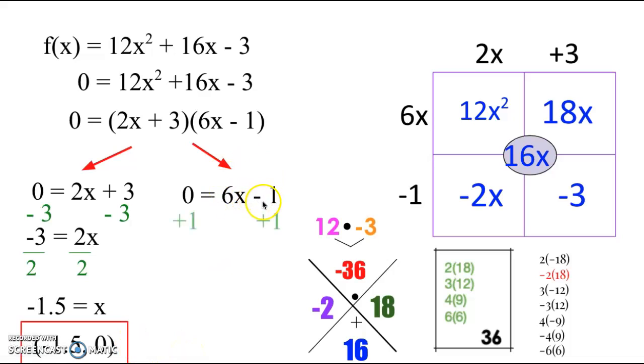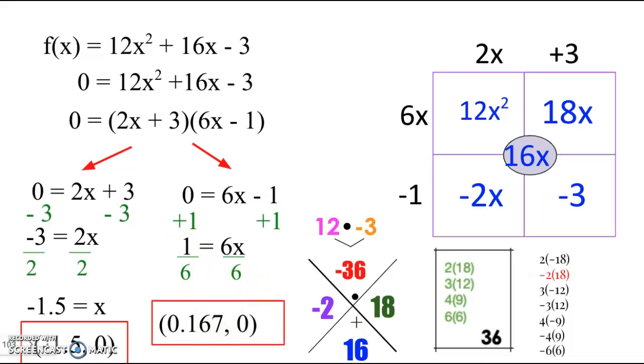And then on this one, we do the same thing. Plus 1, plus 1. We have 6 times x, so I'm going to divide by 6. 1 divided by 6 in the calculator gives me 0.167. And I write my points, and we can check this on Desmos.